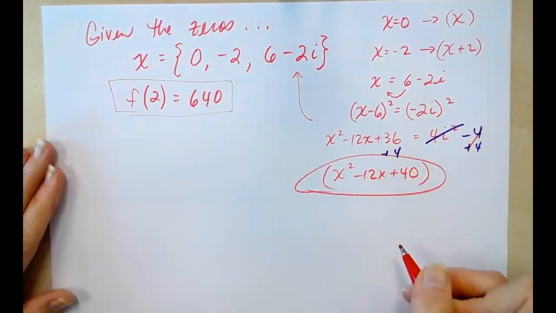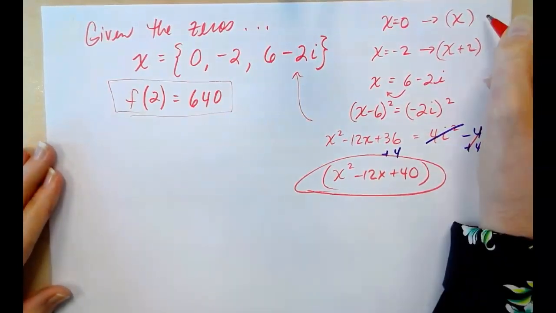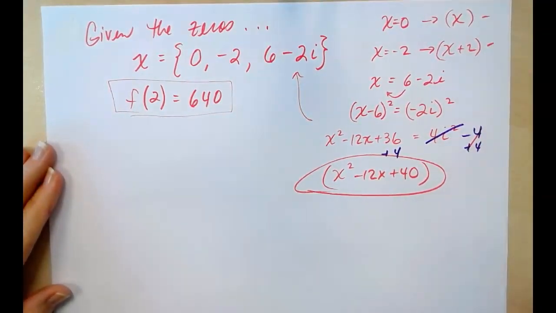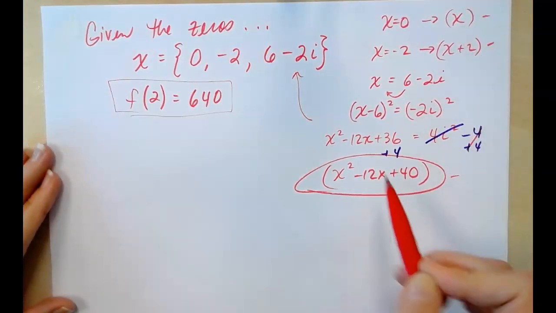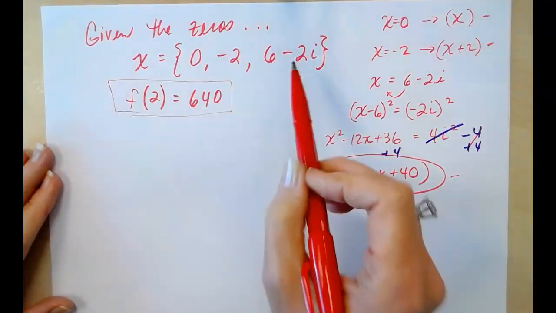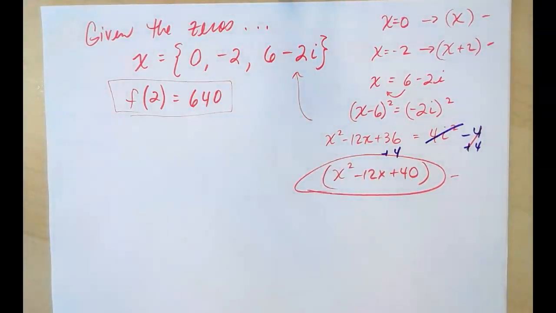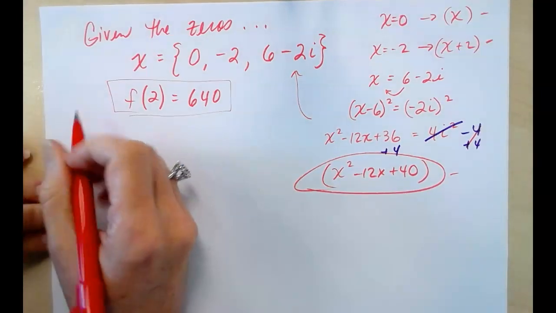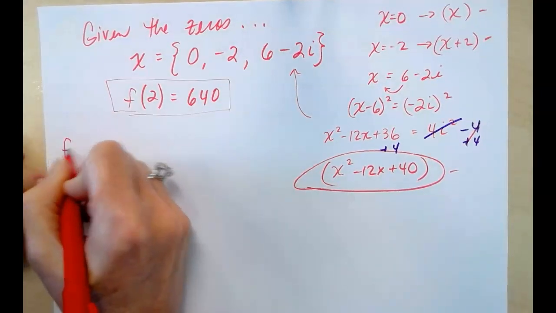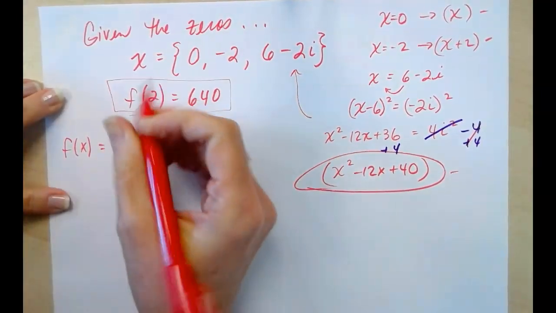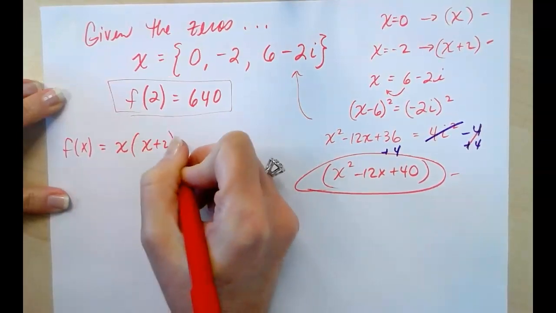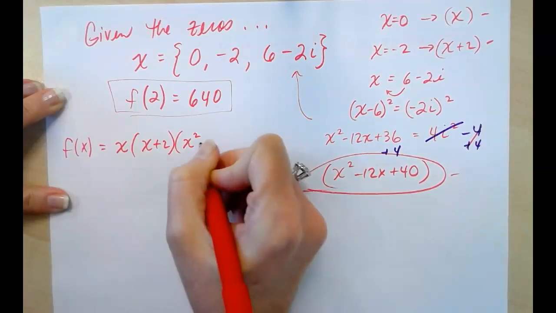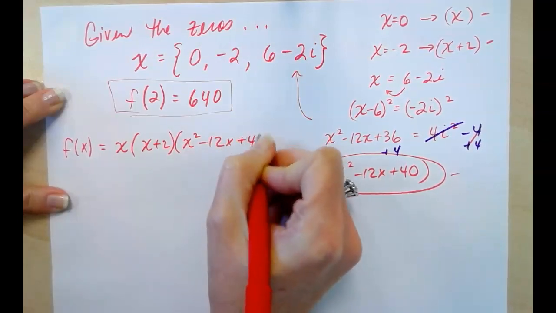There's our factor. So we've got 3 factors, 2 linear factors and 1 quadratic factor, which accounts for 4 roots, because remember, imaginary roots always come in pairs. So we've got all our factors. We're going to start multiplying them together. So call it f of x. f of x equals x times x plus 2 times x squared minus 12x plus 40.